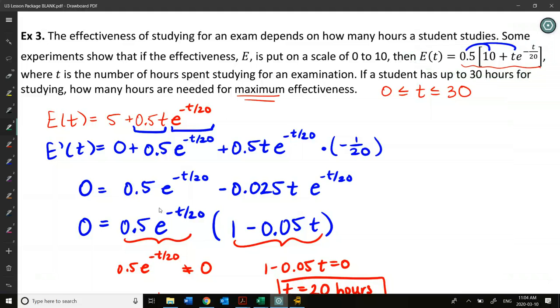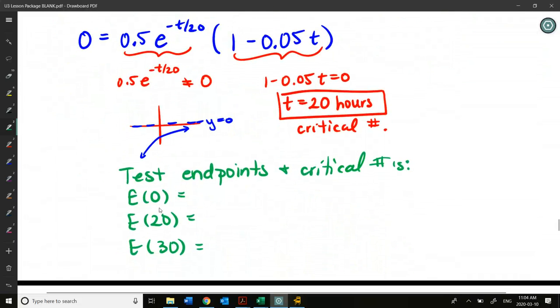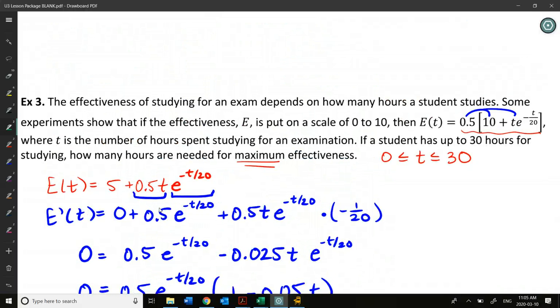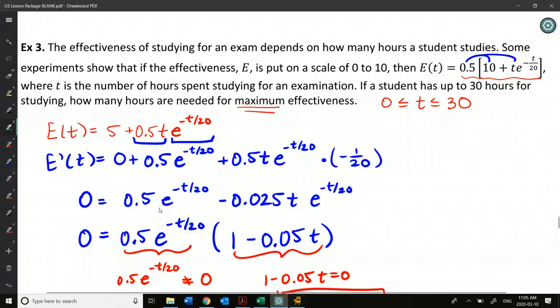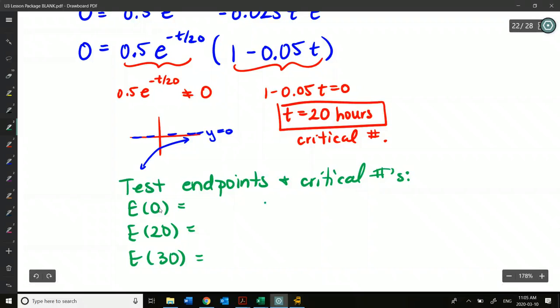Can we just do decimals? Yep, decimals are fine. Really we're just interested in which one is going to give us the highest number. Okay, so E at 0. What does E at 0 give you? 5.